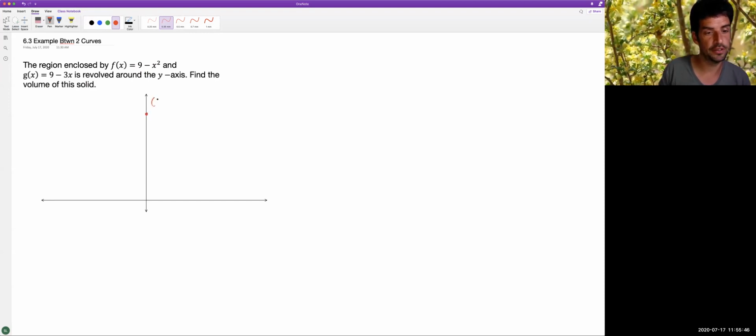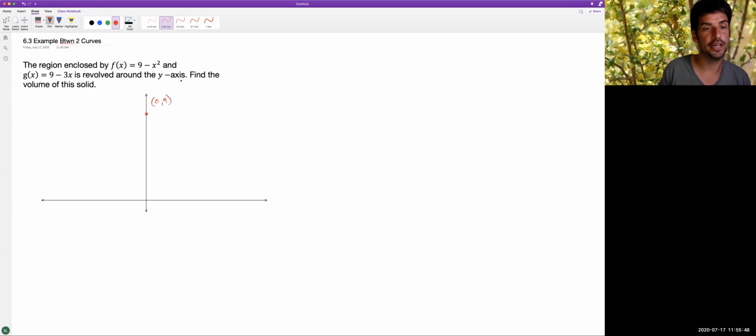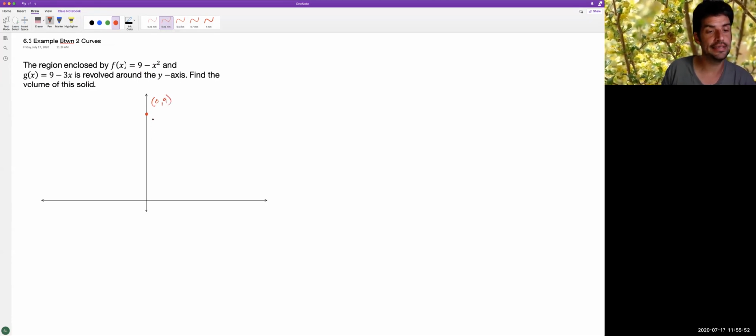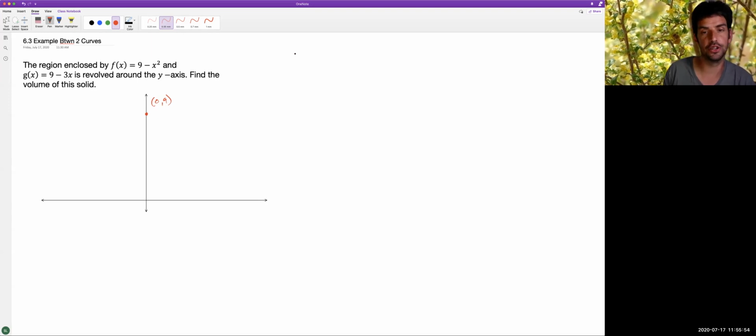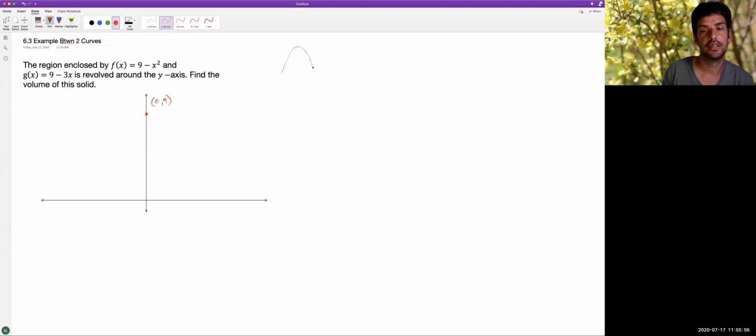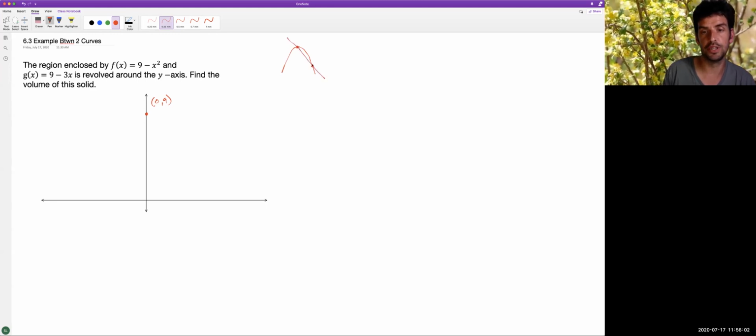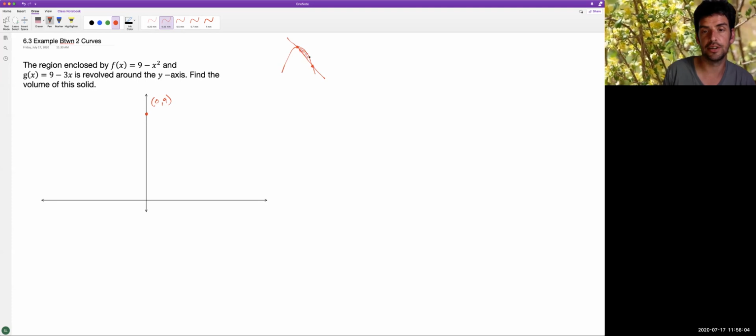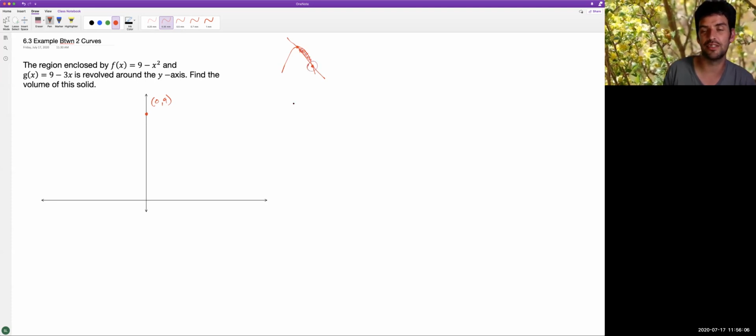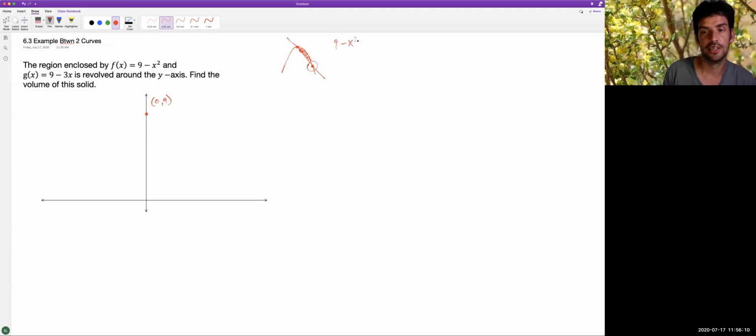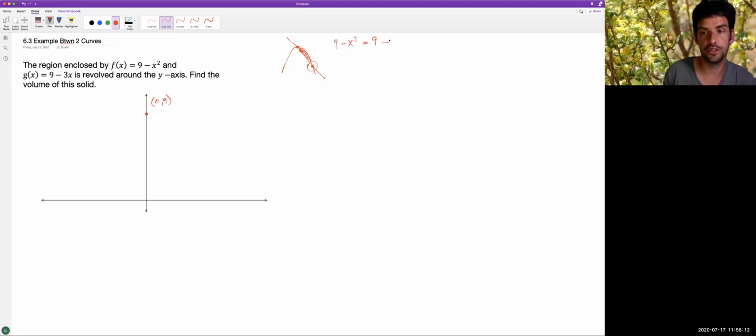Let's put this in. This is 0, 9. And then let's picture what these are going to look like. I'm going to have a downward facing parabola and a line going through it, and so presumably the enclosed area is going to be the area between, like this. So I need to find this other intersection point. That's easy enough to find with a quick computation.